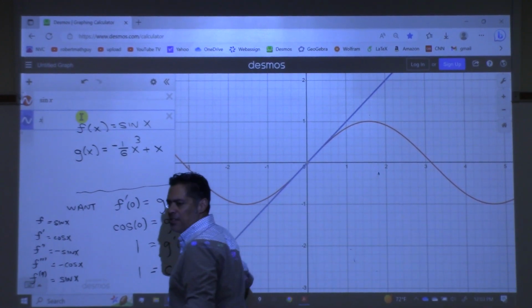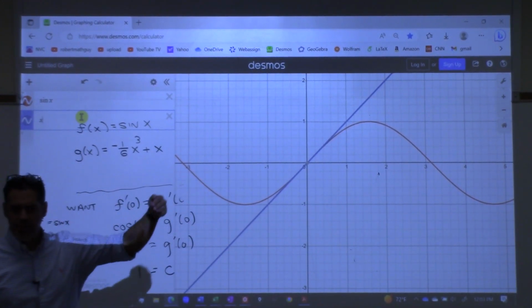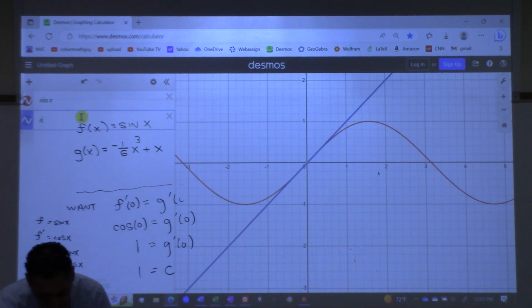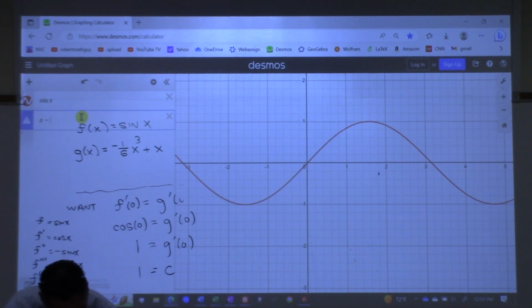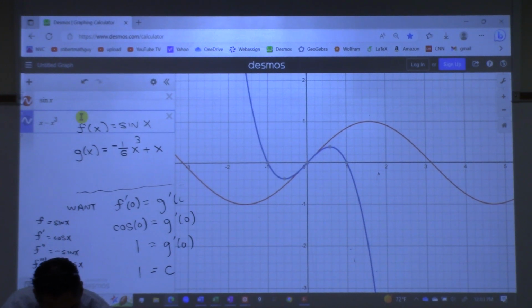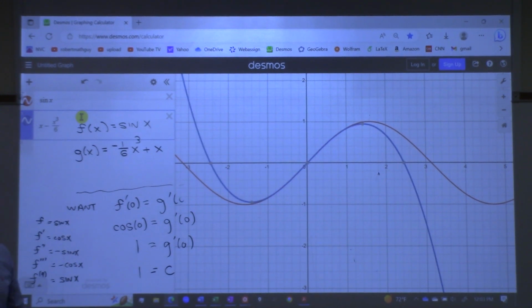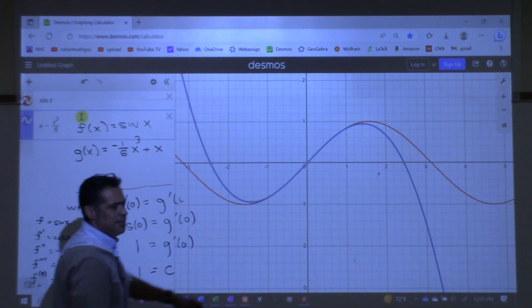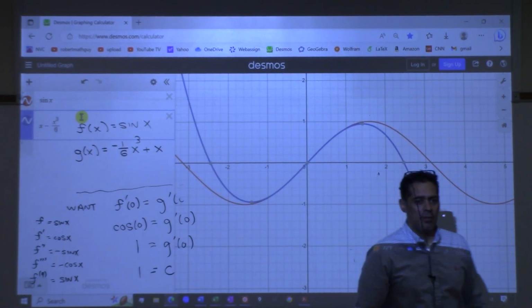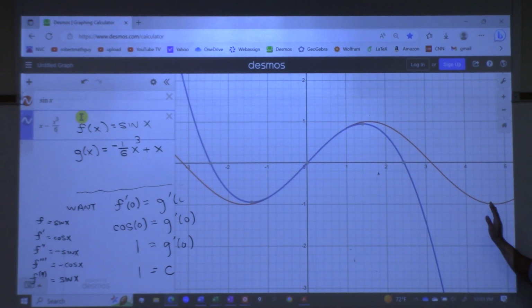I'm only doing that because that's the way series work, right? They start and the powers get bigger. So I'm going to go x minus x cubed over 6. It's pretty close, right? At least near 0, these are pretty close. And once you start going a little bit away from 0, it's not that good of an approximation.